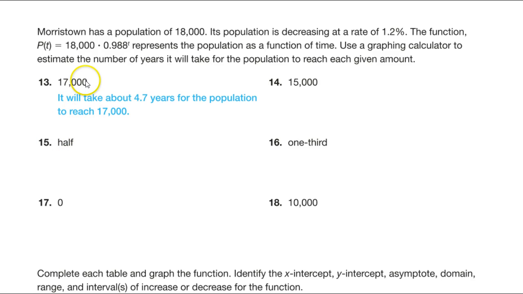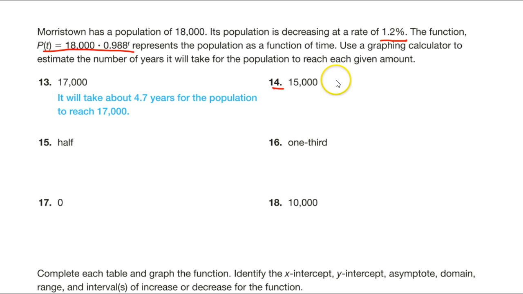They're giving us our final population, and we have to determine how long it would take to get to that population. So Morristown has a population of 18,000. Its population is increasing at 1.2%. They're giving us the function, which represents the population as a function of time. Use the graphing calculators to estimate the number of years it will take for the population to reach this given amount. So 17 I gave as an example, but let's do 14 together so you can see where this comes from.